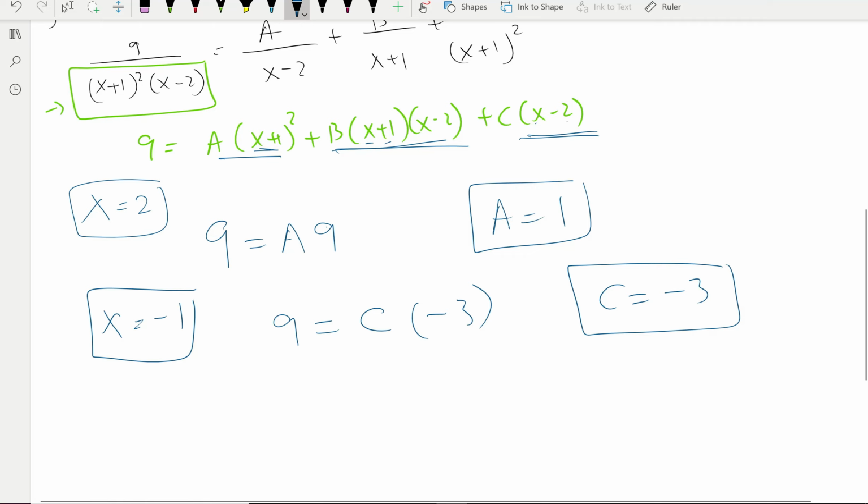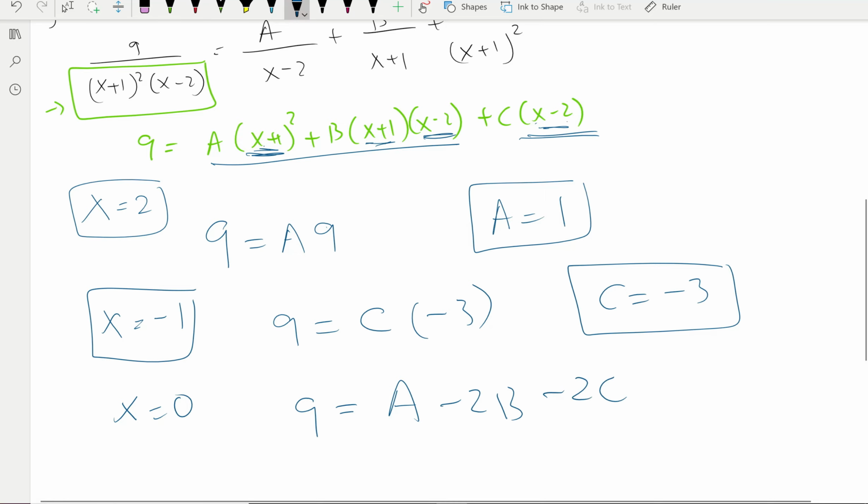So what can we do? You can use a couple of methods here. You can expand the whole thing or just use another number. We don't have any other magic number, so let's use, like, 0. When x equals 0, A times (0 plus 1) squared is 1, so it's just A. Plus B times (0 plus 1) is 1, times (0 minus 2) is minus 2, so it's minus 2B. And here C times (0 minus 2) is minus 2, so it's negative 2C, right?